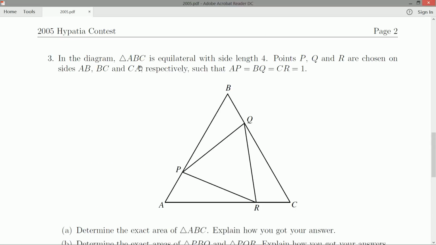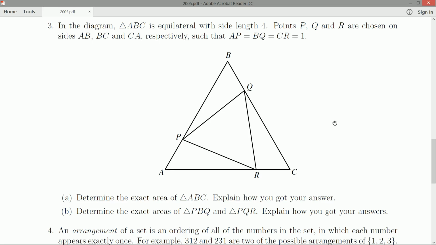Alright, so in the diagram, triangle ABC is equilateral with side length 4. Points P, Q, and R are chosen on sides AB, BC, and CA, respectively, just as they've got shown here, such that AP and BQ and CR, all these lengths here, are 1. Okay. So a nifty little triangle PQR in here will be equilateral, just due to symmetry. We may have to mention that at some point. We'll see.